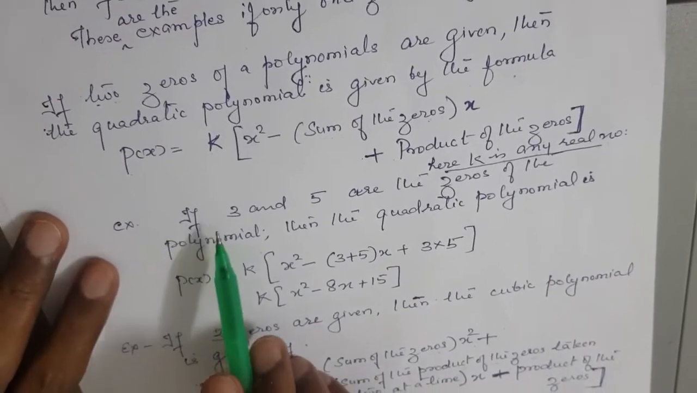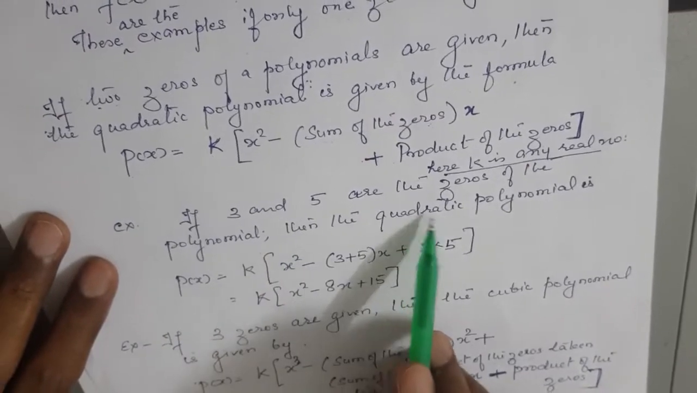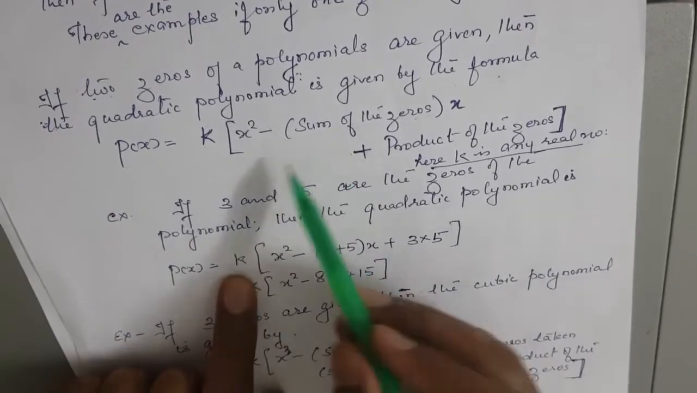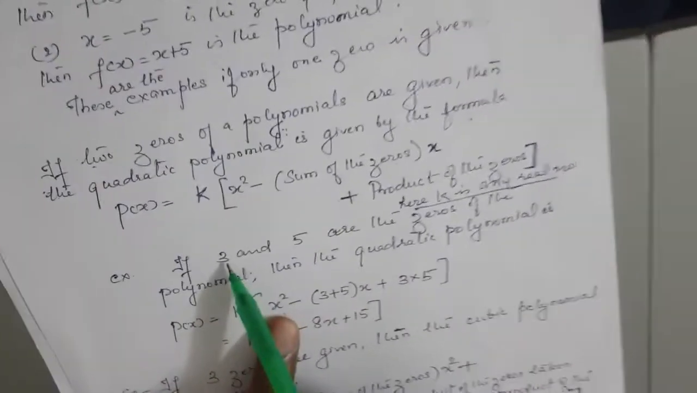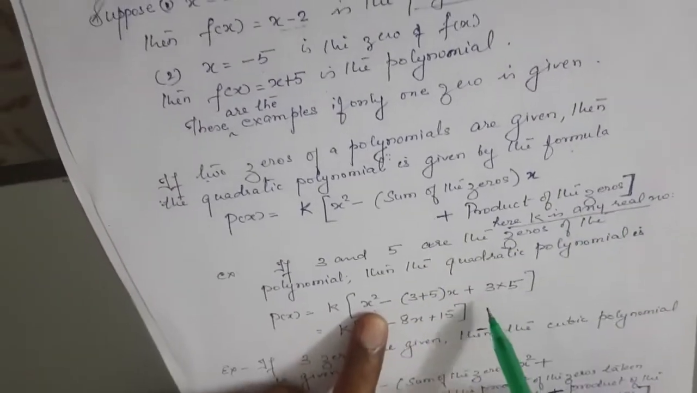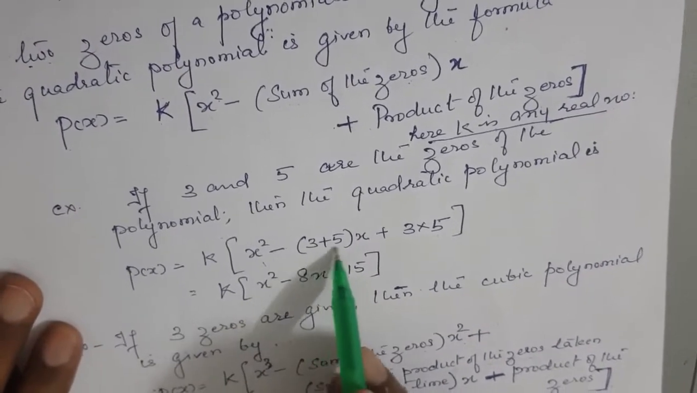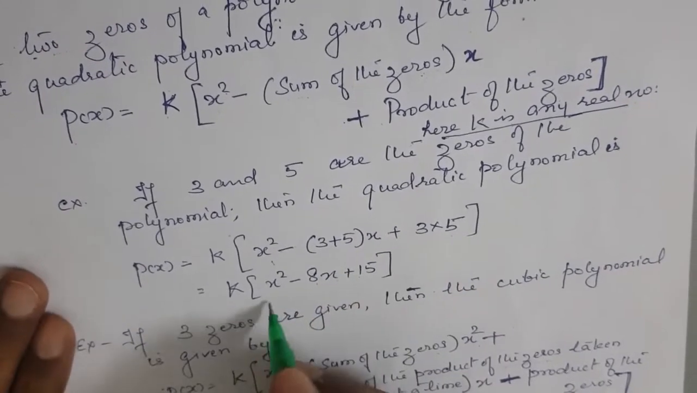For example, if 3 and 5 are the zeros of the polynomial, then the quadratic polynomial is p(x) is equal to k times x square minus the sum of the zeros. These are the zeros 3 and 5. You need to find out the sum. So 3 plus 5 into x plus product of the zeros. That product of the zeros is 3 into 5. So finally the polynomial will be what? k times x square minus 3 plus 5 is 8, so x square minus 8x plus 15.